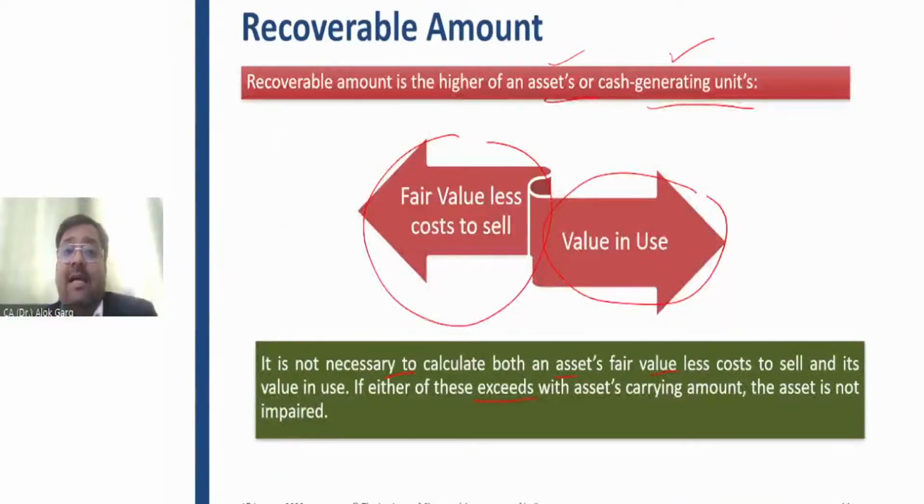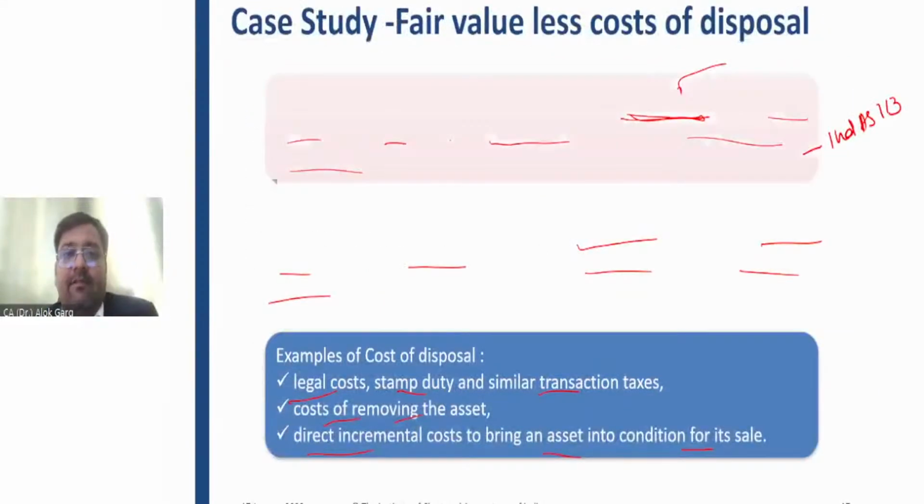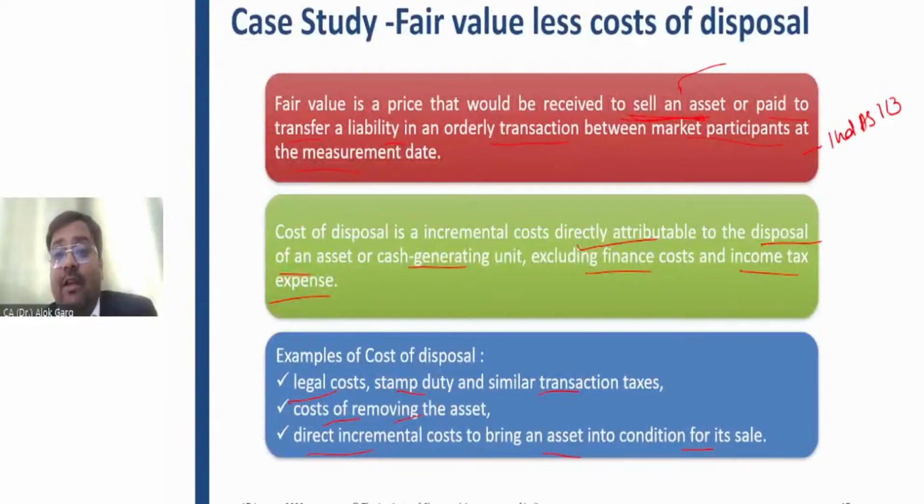Then we discussed that the recoverable amount is of course the higher of fair value less cost to sell and value in use. Since it is the higher value, if you have computed one value which has already cleared that no impairment should be there, you are not required to compute value in use, right? Then we discussed what is meant by fair value. Fair value is the market value as per Ind AS 113, and cost of disposal is the incremental cost which is directly incurred only on account of selling the asset, only on account of disposal of the asset. And it does not include any finance cost and tax expense. Okay.